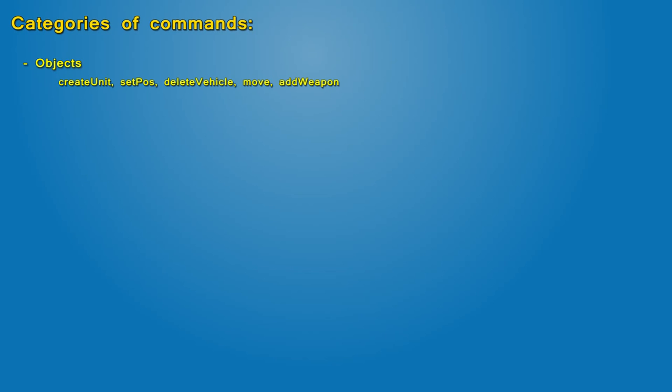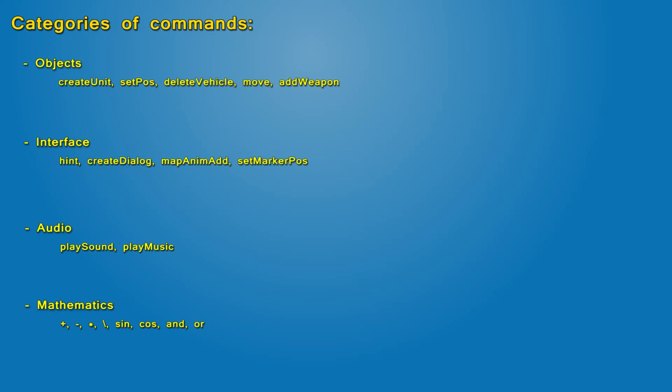To finish, I'm going to briefly categorize commands so it might be easier for you to comprehend different areas of the game they relate to. Commands that apply to objects include creating, moving, destroying them, giving orders to soldiers, changing their equipment, and so on. Interface, displaying messages, dialogues, map animations, and markers. Audio, playing sounds and music. Mathematics, arithmetic operators, trigonometry, logic. Camera, creating cutscenes. Program flow, commands that affect the scripts themselves.